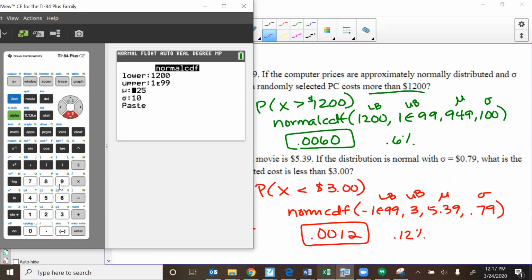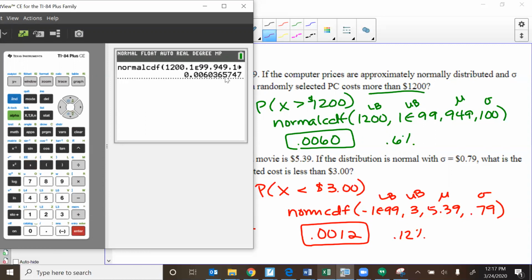And then your 949 is your mean, and your standard deviation is 100. If you put in a 1 with a bunch of zeros for upper, you're still going to get the same answer. And so we get 0.0060.